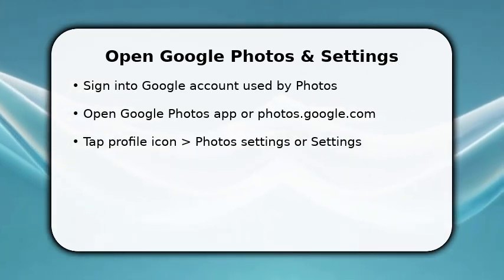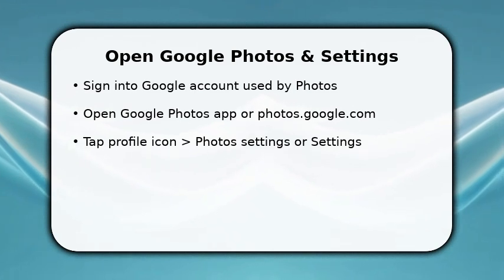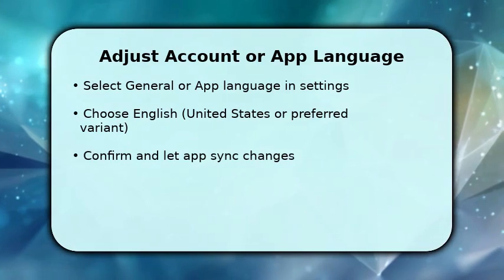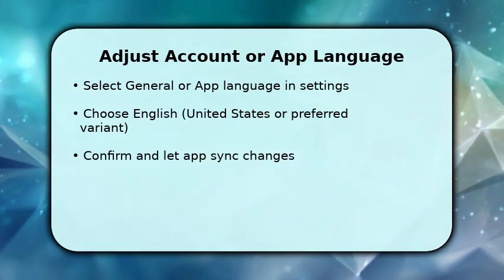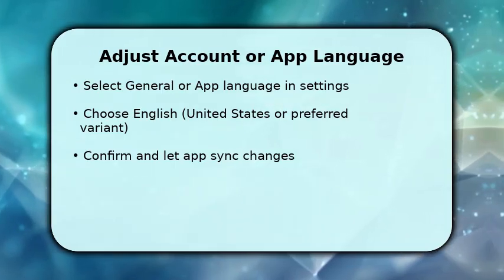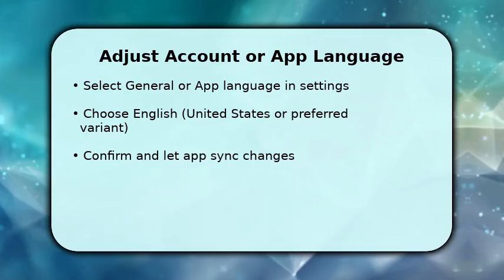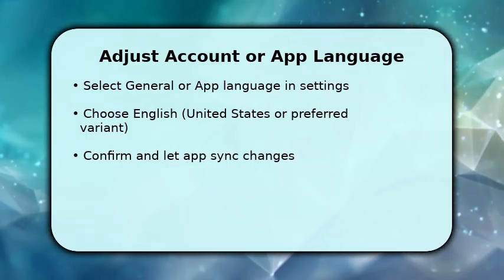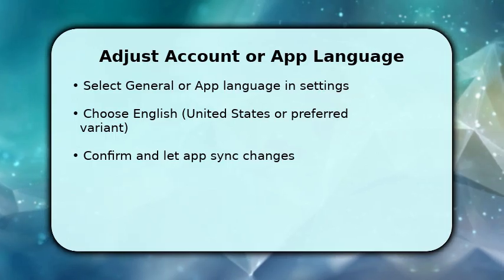Now you change the actual language. In Settings, find General or App Language. Tap that choice, then pick English. Choose the variant you prefer, like English United States or English United Kingdom. This step switches labels, menus, and prompts inside Photos so you get consistent wording.